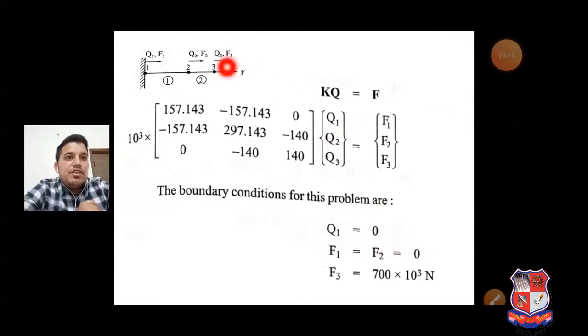F1 and F2 are equal to 0 because the tensile force is applied only at node number 3. That's why we cannot write F1 and F2 as something else. If in a specific condition they give F2 force and F1 force, then we can write it, otherwise we cannot. Here it is not indicated, that's why we say that F1 and F2 are equal to 0 and F3 is equal to the already given 700 into 10 raised to 3 Newton. We are putting all these values in this formula.